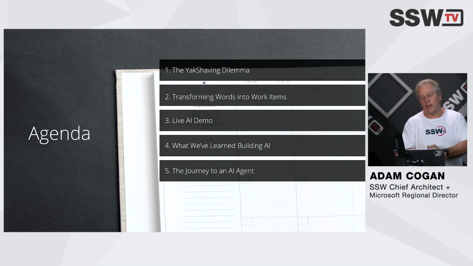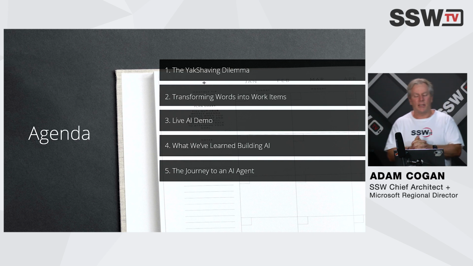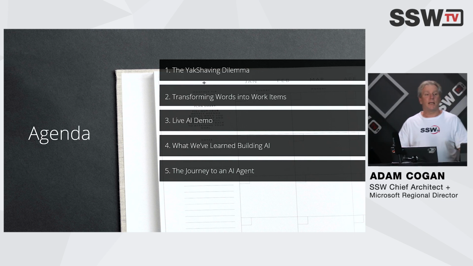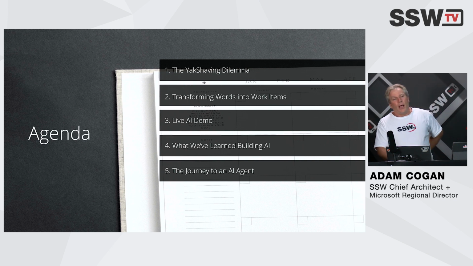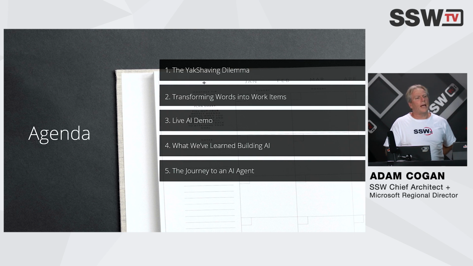Now, this is how I structured tonight's talk. I want to talk about this Yak Shaving Dilemma that certainly I witnessed, and many people will say I caused. And it really does eat up a lot of time in a company. Then I want to talk about how you can transform words into work items, and we talk about those AI concepts. I'll give you a demo as well. And then I want to talk about how to build an AI solution, the lessons we learned ourselves, and what we are planning on doing in the future.